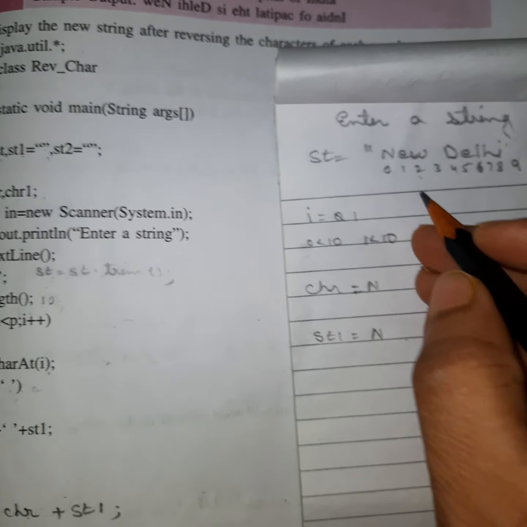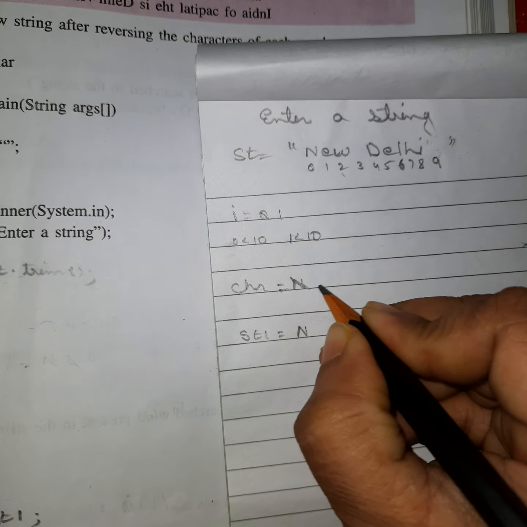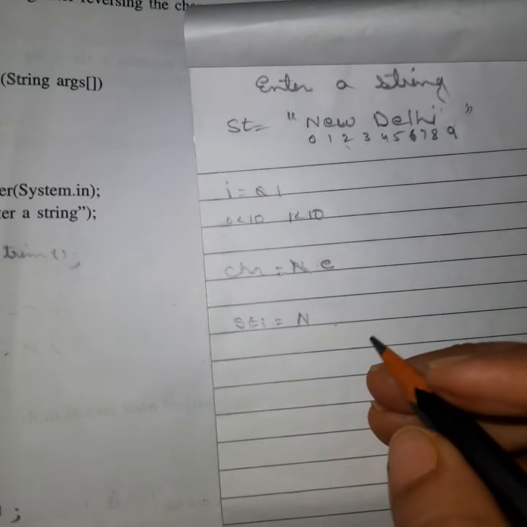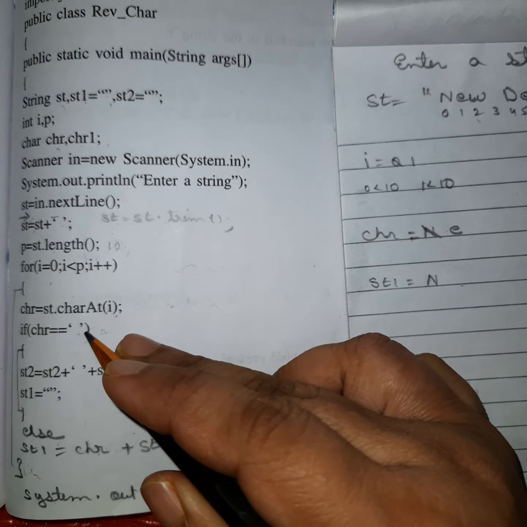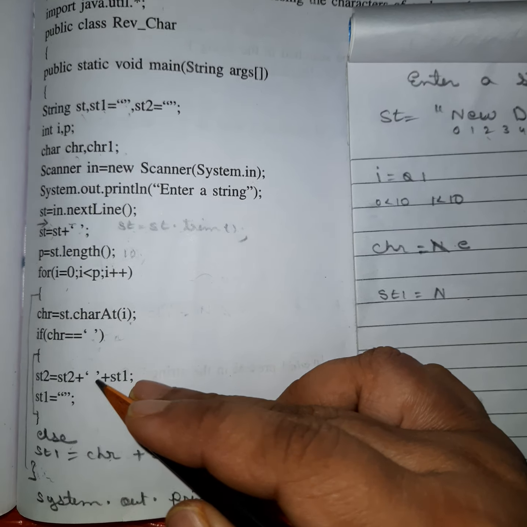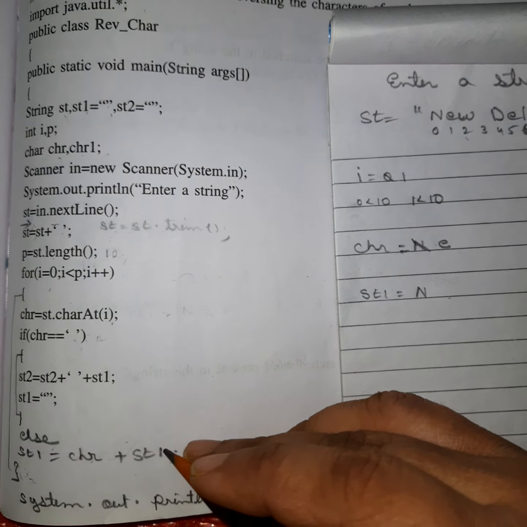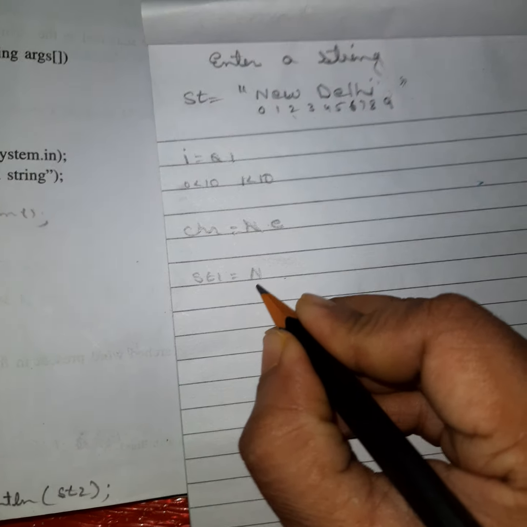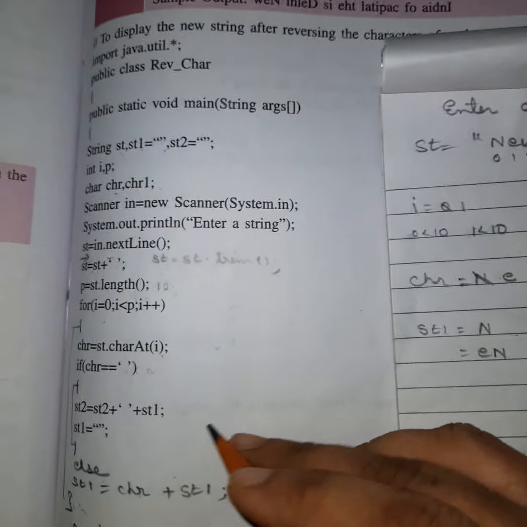Character at i, so i is now 1, in position 1 it is e. Now instead of n it will be e, and it is not a space. So it will not enter this if, it will come to this part. See, st1 equal to character plus st1. So st1 is my n. Now character plus st1, so it has become en.